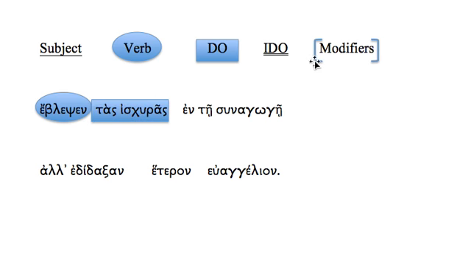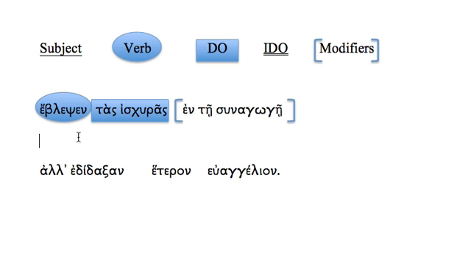And then we need to identify the prepositional phrase or any modifiers. And as I said at the beginning here, we have en, the preposition en, that is governing te synagoge. En is in agreement with the dative case of synagoge. That is to say that en takes the dative. So here is our prepositional phrase.